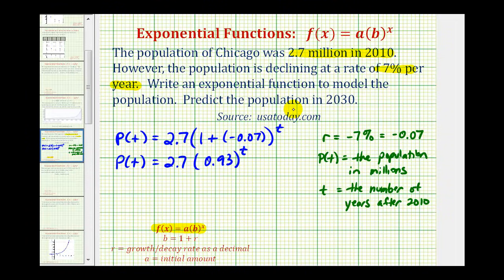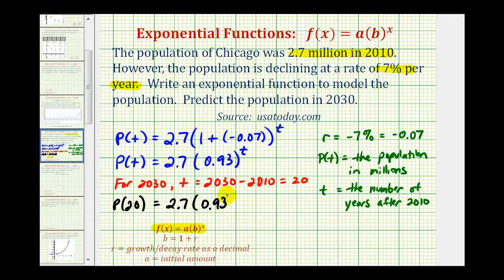So to predict the population in the year 2030, we first have to determine the value of t, which is the number of years after 2010. So for 2030, t is going to be equal to 2030 minus 2010, which is equal to 20. So we need to evaluate p of 20 to make this prediction. So we'll have 2.7 times 0.93 raised to the power of 20.